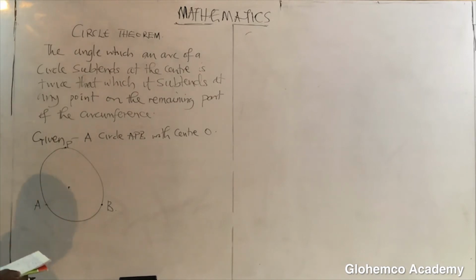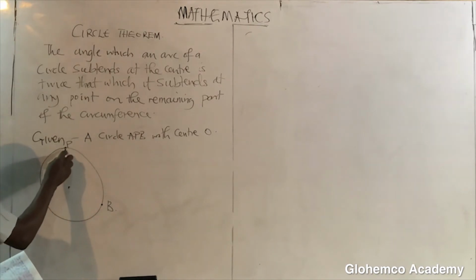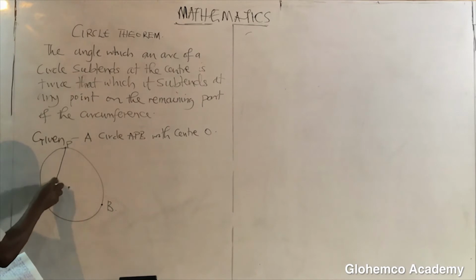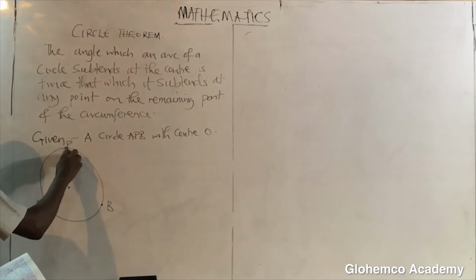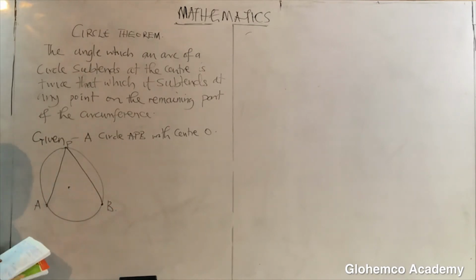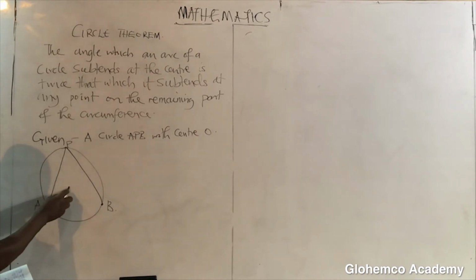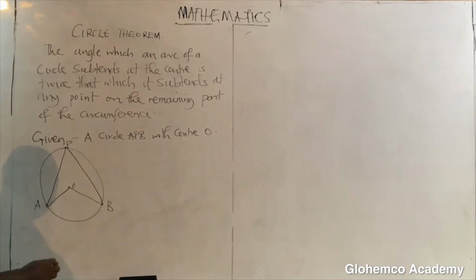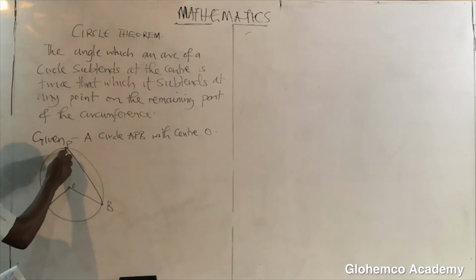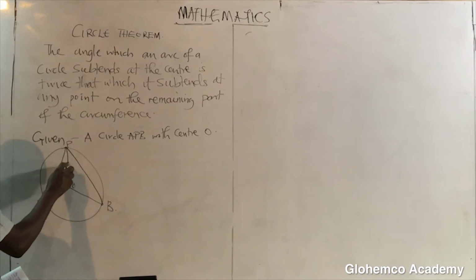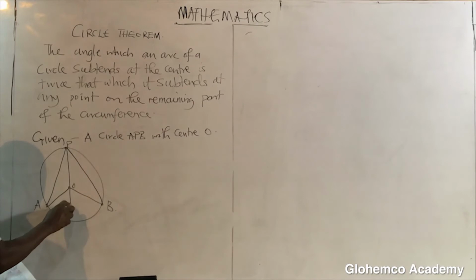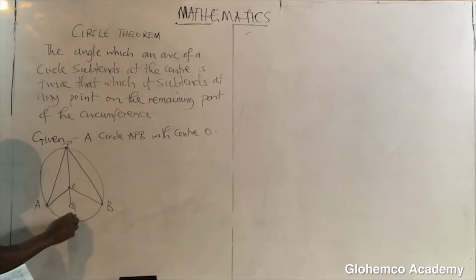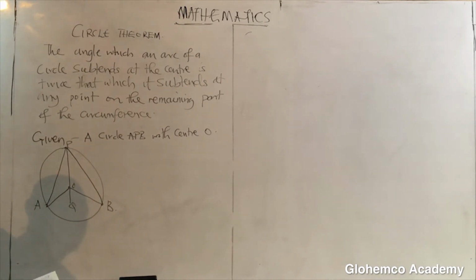Then, what is the next thing? Let us join it together. This one will come to A. This one will go to B. Now, this will join our point O. This will also join our point O. This is center O. If this is center O, we can join this passing through the center to a point, let's call it Q.